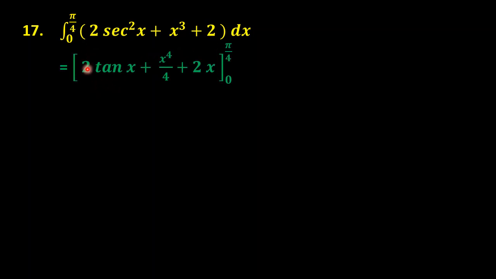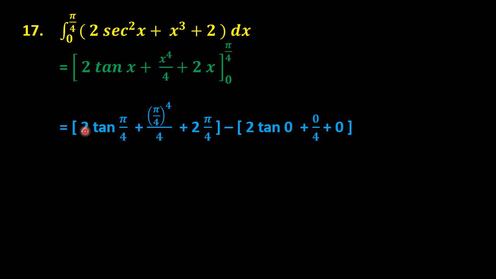2 remains as it is because it is a constant of integration. And integration of sec square x dx is tan x, then there is a plus sign. Integration of x cube dx is x to the power 4 by 4, then this plus sign, and integration of 2 dx is 2x. Lower limit is 0 and upper limit is pi by 4. Now after integration, we put the upper limit and then we put the lower limit in this function.